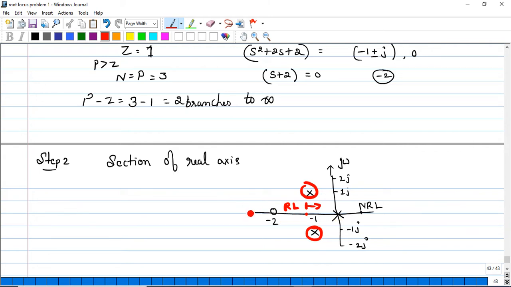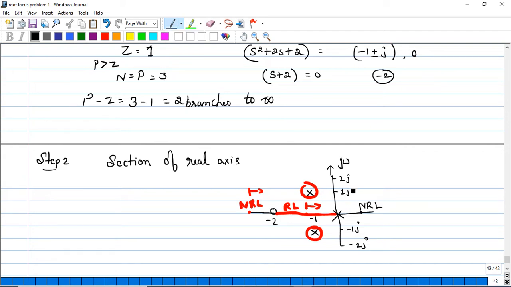And let me place one more point here. Towards the right side of that point, if I count both poles and zeros, the count will be 2: 1 pole, 1 plus 1, so the count is even. This particular region is no root locus region. So root locus exists only in between 0 and -2. So that is clear with step 2.